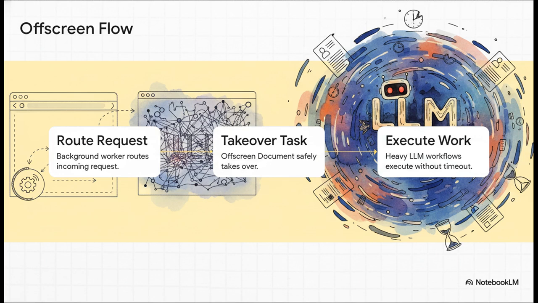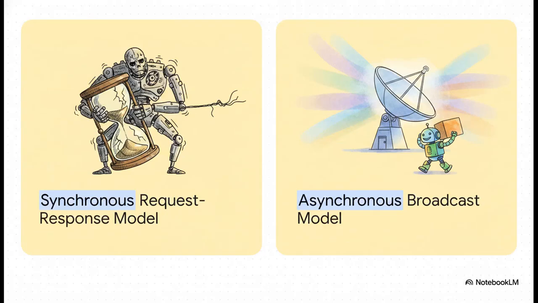And this perfectly illustrates a massive, necessary shift in state management that had to happen alongside this new architecture. In the old model, the UI sent a request to the service worker and then just sat there, waiting synchronously for a response. It was super brittle. If your connection dropped for a second, boom, the data was lost forever. The new model in version 0.3.1 is an asynchronous broadcast. It is a robust fire-and-forget system.